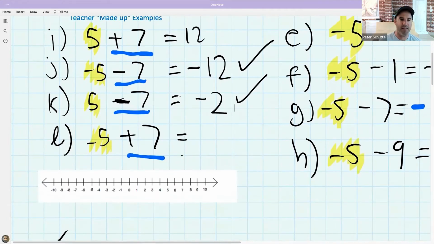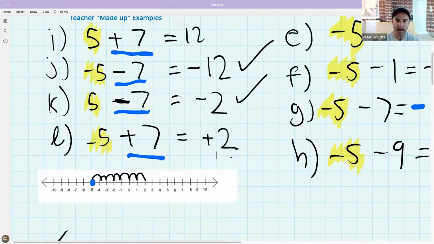On the last one, this says -5 plus 7. So let's go and find -5 and ask ourselves, what does it mean to plus 7? What it means is to go 7 units to the right. So let's count that. 1, 2, 3, 4, 5, 6, 7. So the answer is actually going to be +2 for L. Okay, it's going to be +2 for L.